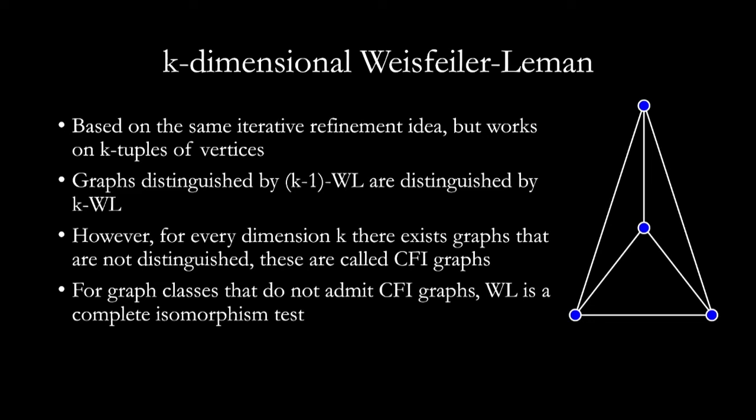It's highly non-trivial to find non-isomorphic graphs that are not distinguished by 3WL. However, for every dimension k, there are non-isomorphic graphs that are not distinguished by k-WL. These graphs are known as CFI graphs. They have size big O of k, and are 3-regular, meaning that each vertex has 3 neighbours.